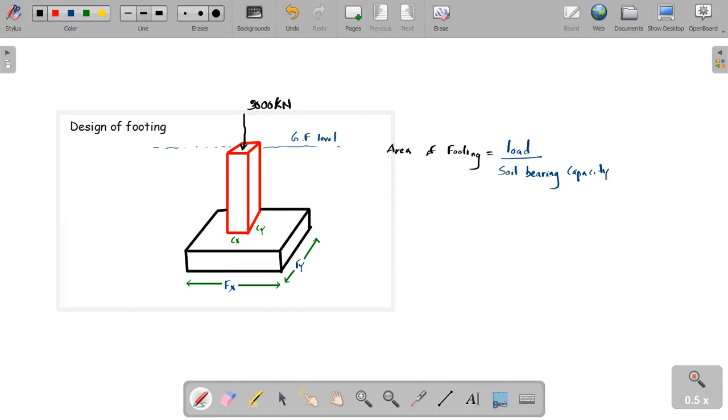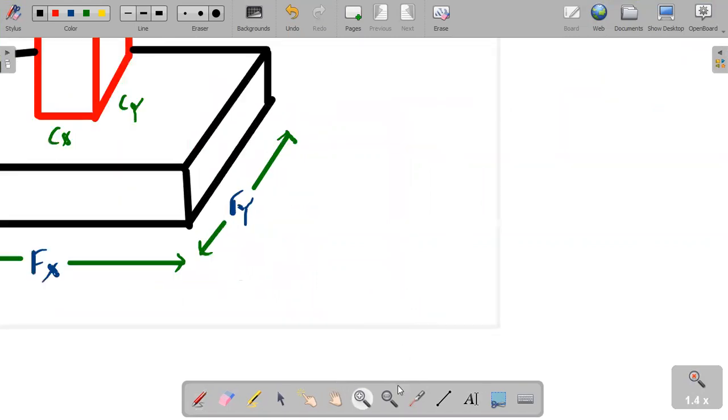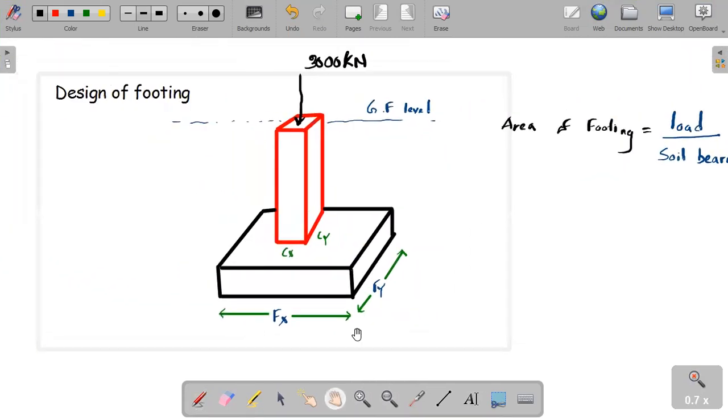The soil bearing capacity means the load that can be borne by the soil. It's a variable. It depends on the soil. It may be a clay soil, it may be a sand soil, whatever it is. There may be some rocks in the soil also. So according to the soil, it is a variable. So for this example, I will take the soil bearing capacity.